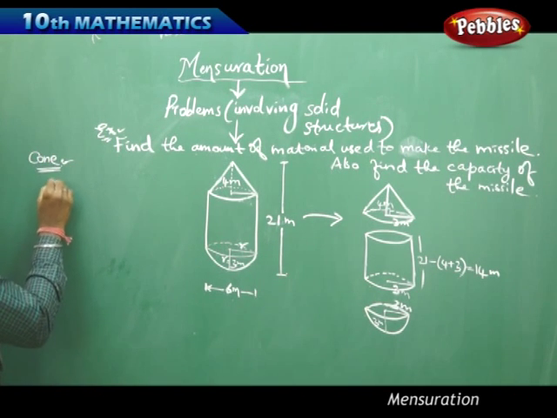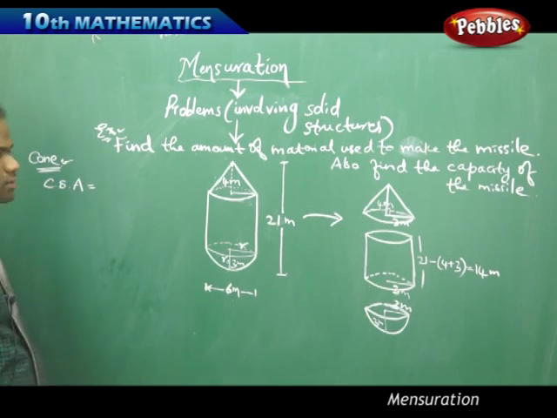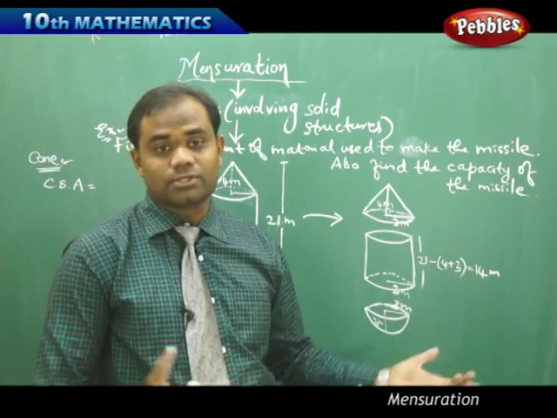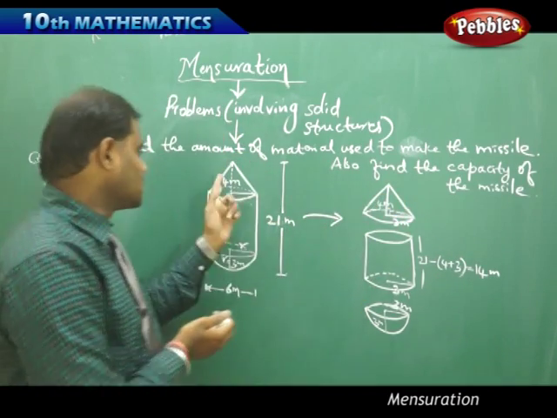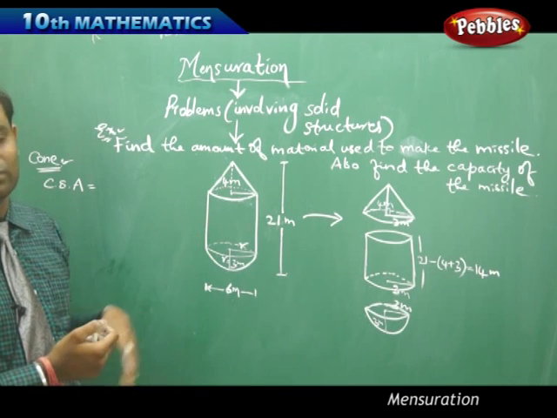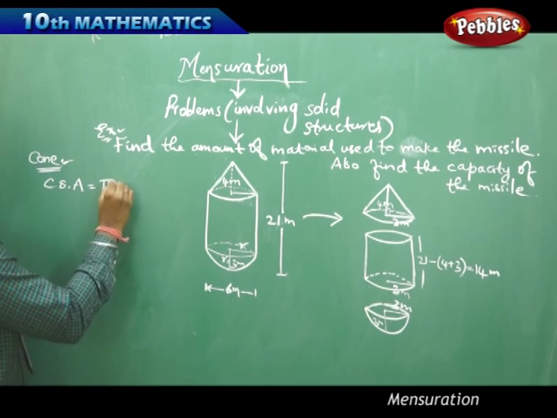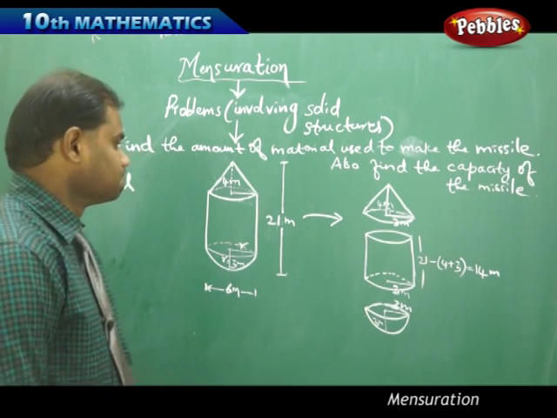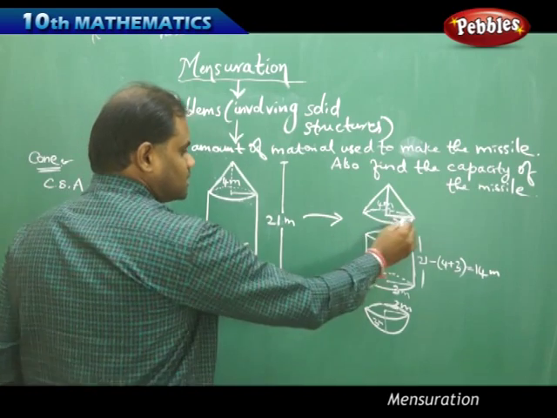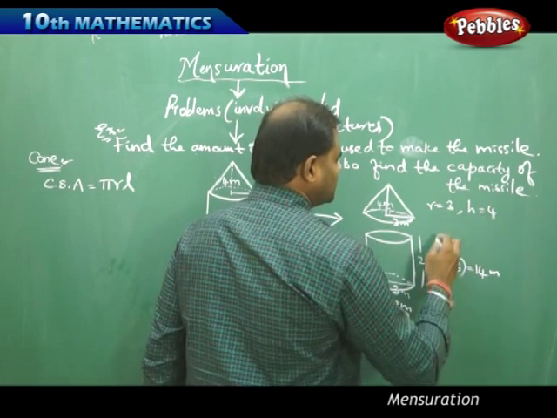So for a cone, I have only the CSA to find, because the base is not using any material. Only the curved surface is using the material for the missile. The inside part is hollow. Therefore, the curved surface area of a cone is pi r l, which we have already discussed as a formula. Now, the radius here is 3 and the height here is 4 meters.